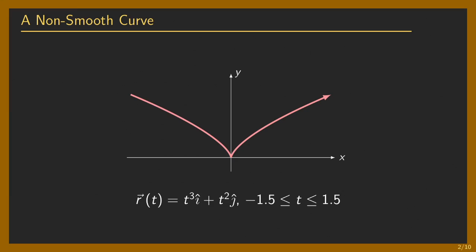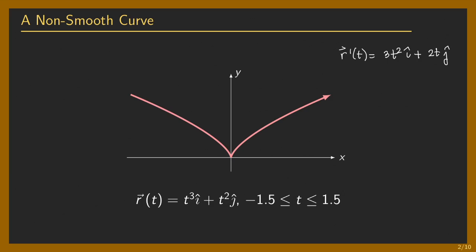The point where there is a sharp turn is actually obtained by setting t equal to 0. In other words, the tracing vector is here when t is 0. Let us see what happens there. If I take the derivative of r, the vector derivative is 3t squared i plus the derivative of t squared, which is 2t j. As you can see, as t approaches 0, this derivative also vanishes.